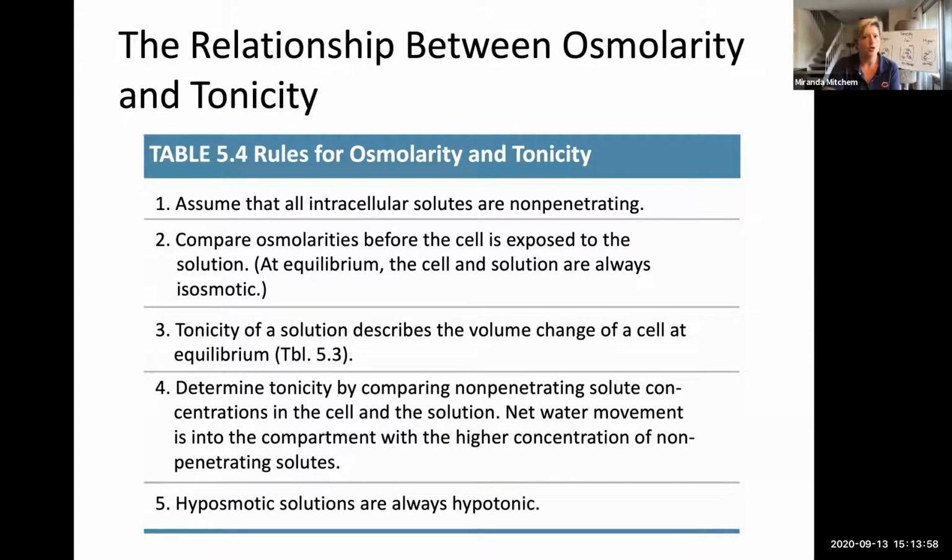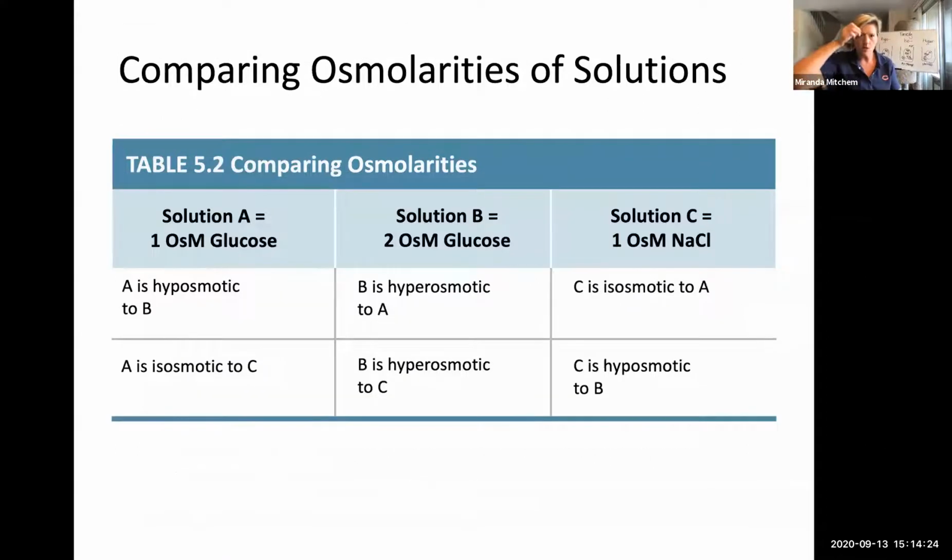I encourage you to write this out, replay this part of the lecture, but really the best thing to do is apply it to problems. So you do have a homework assignment where you are asked to actually draw a solution and represent the different concentration of solutes in different conditions. So hopefully that will help you with this. Okay, so let's look at an example of osmolarity.